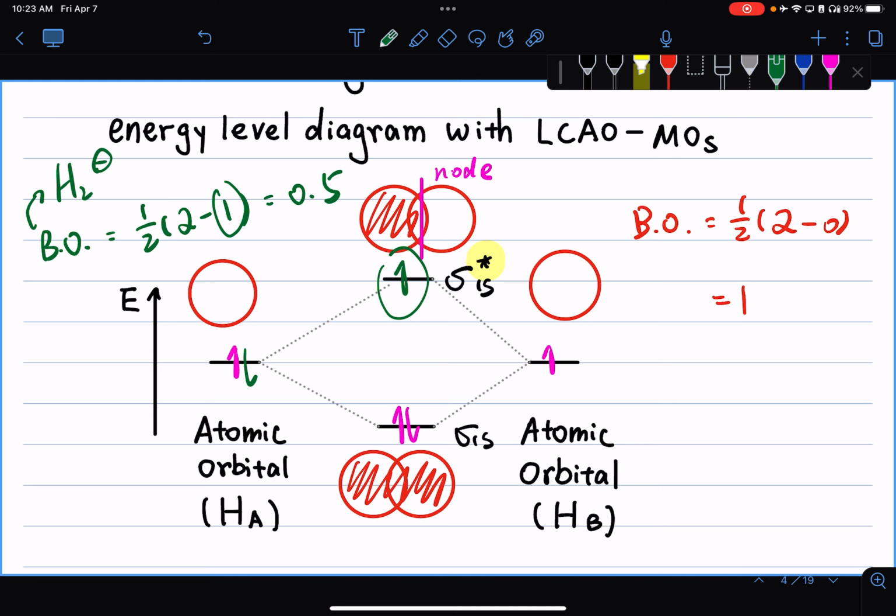Okay, one more question, one last one. With the bonding orbital, that means that we can find the electron density cloud in between the two, right? Right. So what would the electron density cloud look like with the anti-bonding? So the question here is, imagine you have a bonding MO and the anti-bonding MO. Where are the electron densities?